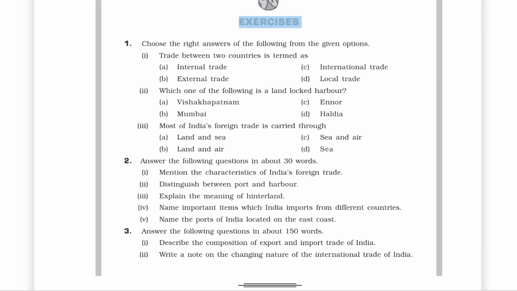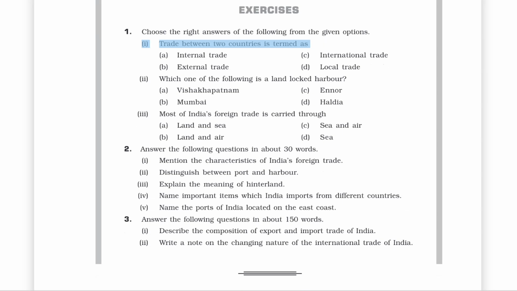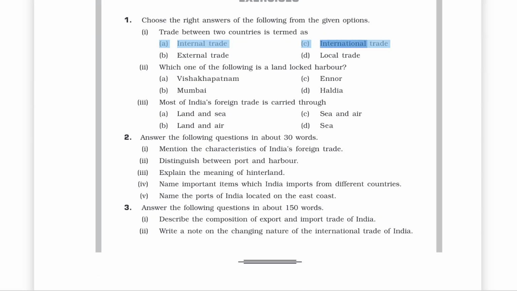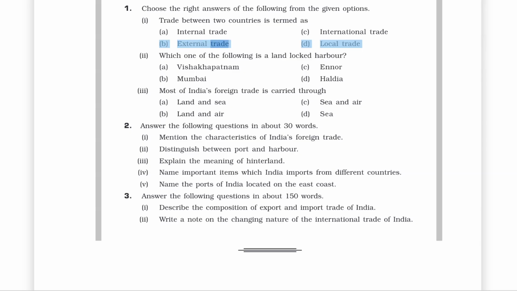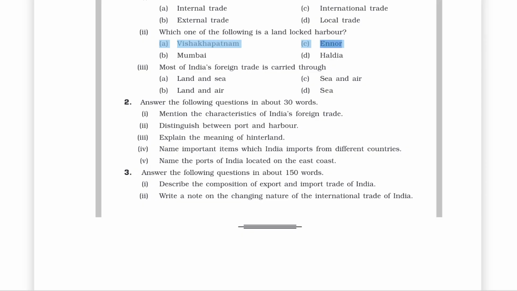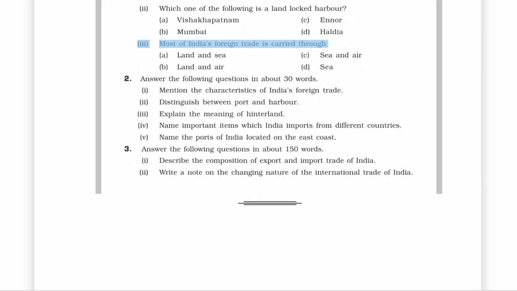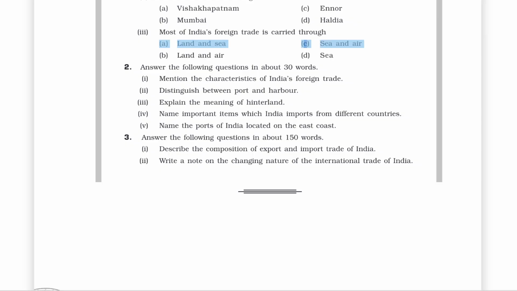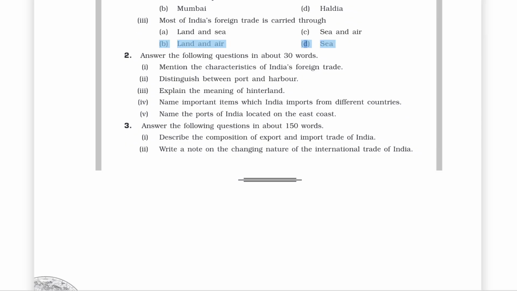Exercises. 1. Choose the right answers of the following from the given options. I. Trade between 2 countries is termed as A. Internal trade, B. External trade, C. International trade, D. Local trade. 2. Which one of the following is a landlocked harbor? A. Visakhapatnam, B. Mumbai, C. Inner, D. Haldia. 3. Most of India's foreign trade is carried through A. Land and sea, B. Land and air, C. Sea and air, D. Sea.